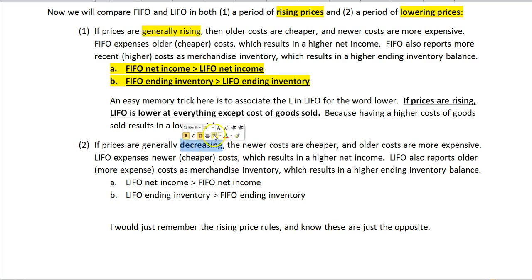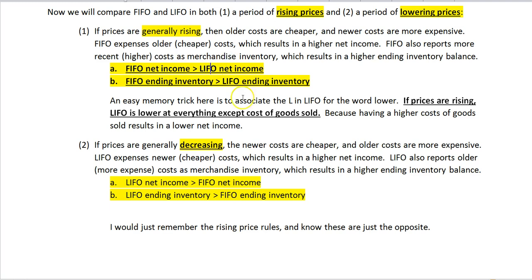These aren't as important, I don't think. We'll see if they're in the multiple choice. But if prices are decreasing, the rules just flip. Here LIFO is higher net income and LIFO produces a higher ending inventory balance. So if you flip the direction of the price change, it flips the outcome for both net income and ending inventory. I would just know these.